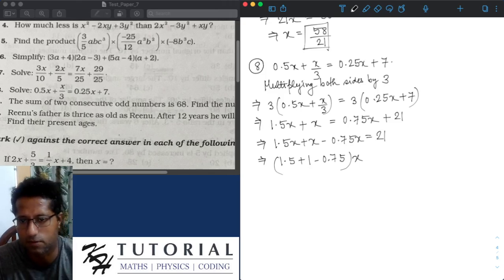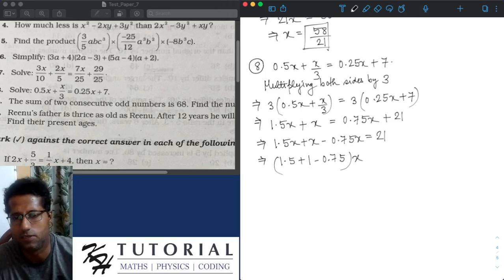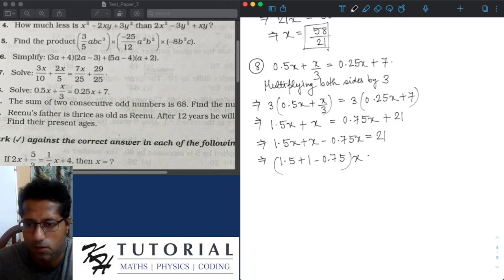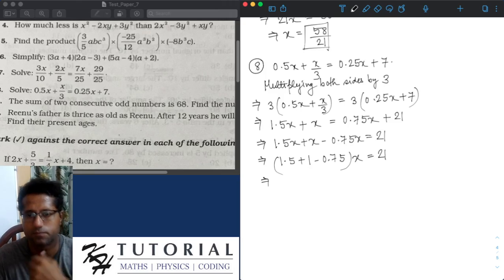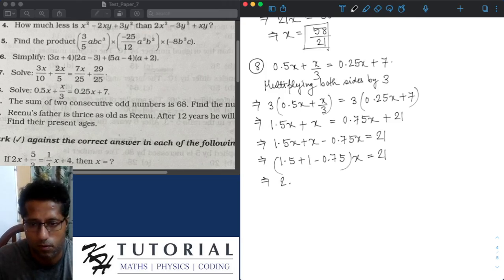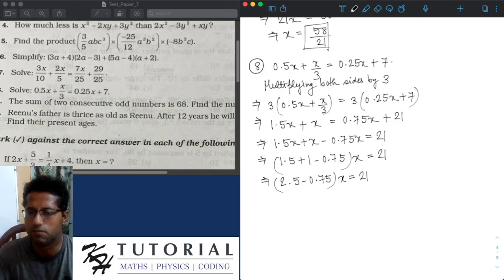Here the literal coefficient of the like terms on the left hand side is x. So we just add up all the coefficients of the terms. That is 1.5 plus 1 minus 0.75, and on the right side we have 21. Now if we do the addition of all the coefficients, 1.5 plus 1 is 2.5, and 2.5 minus 0.75x equals 21.